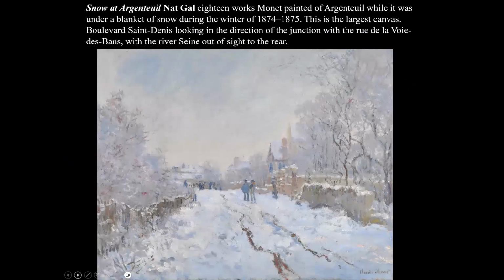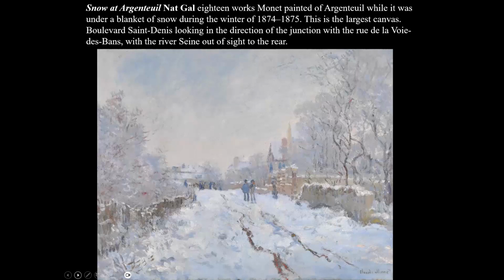After the Franco-Prussian War, very hard up for money, Monet settles at Argenteuil, which is a suburb outside Paris. There were 18 paintings of Argenteuil under a blanket of snow created during the harsh winter of 1874 to 75. This one is the largest canvas, and you can find it in the National Gallery. Geographically, we're on the Boulevard Saint-Denis, looking towards the junction with the Rue de la Voie de Bas, and the River Seine is out of sight to the rear.